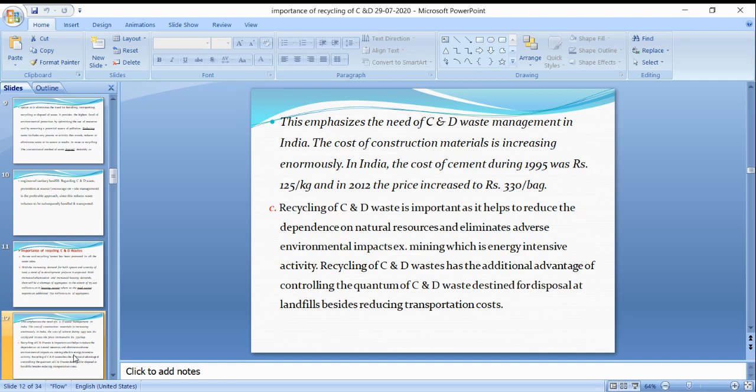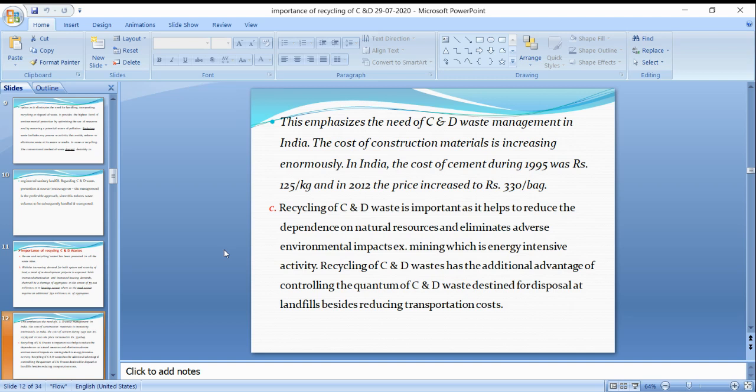This emphasizes the need for construction and demolition waste management in India, as the cost of construction materials is increasing enormously. The cost of cement in 1995 was 125 per bag, but in 2012 the price was 330 per bag. That is a lot of increase in the cost.